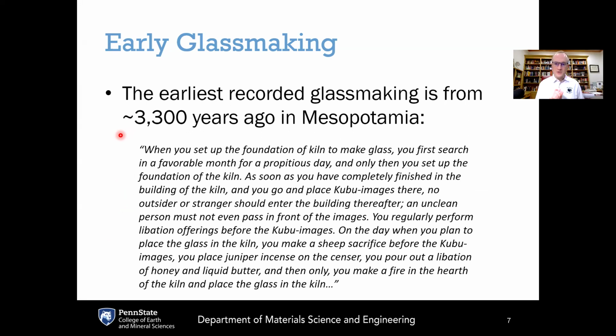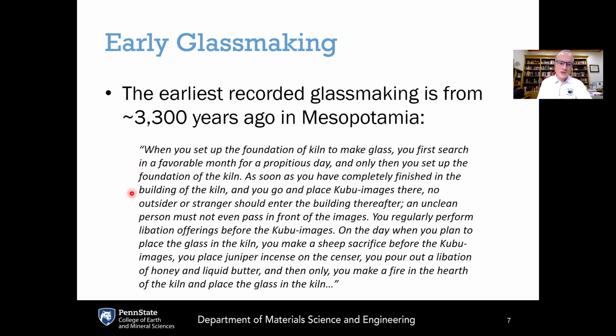And I'm going to read you a translation of what is really the earliest lab notebook for how you make glass. And I'm going to read it to you because it offers some interesting insights and an interesting perspective coming from thousands of years ago. What they said is, when you set up the foundation of the kiln to make glass, you first search in a favorable month for a propitious day, and only then you set up the foundation of the kiln. As soon as you have completely finished the building of the kiln, and you go and place Kubu images there, no outsider or stranger should enter the building thereafter.